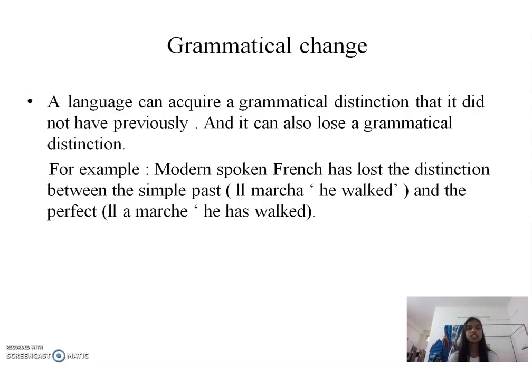And another change is grammatical change. A language can acquire a grammatical distinction that it did not have previously, and it can also lose a grammatical distinction. For example, modern spoken French has lost the distinction between the simple past and the perfect.